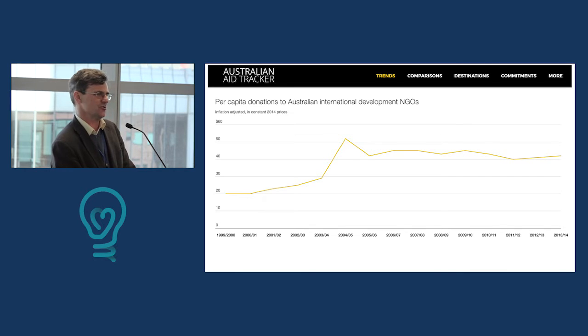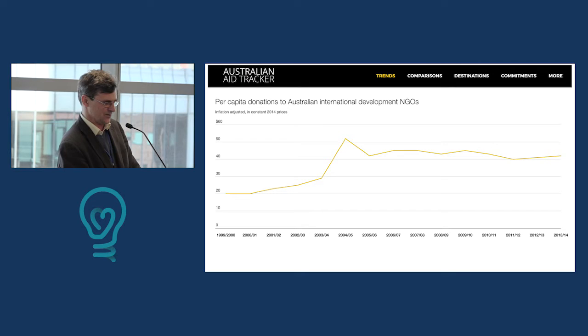It's not a lot of money. I was just talking to someone about this at the break. So I'll just show, in per capita terms, we donate about $40 per person a year to NGOs. So that's not a lot of money, really, when we like to think of ourselves as a generous nation. All right, that's the aid tracker.